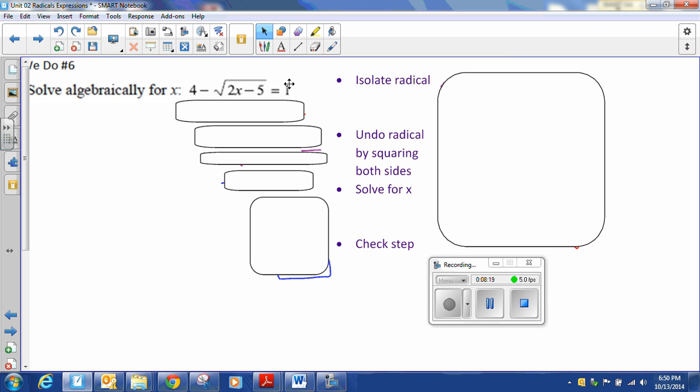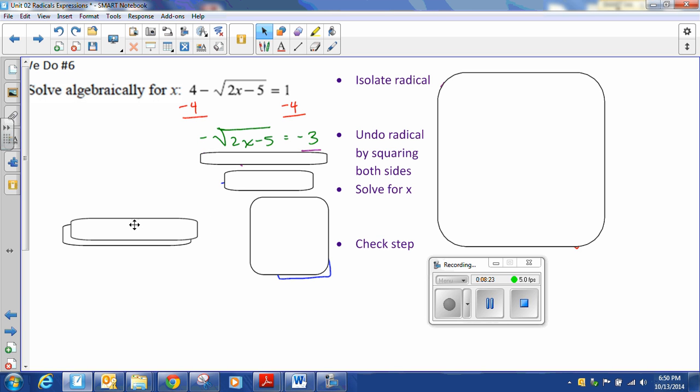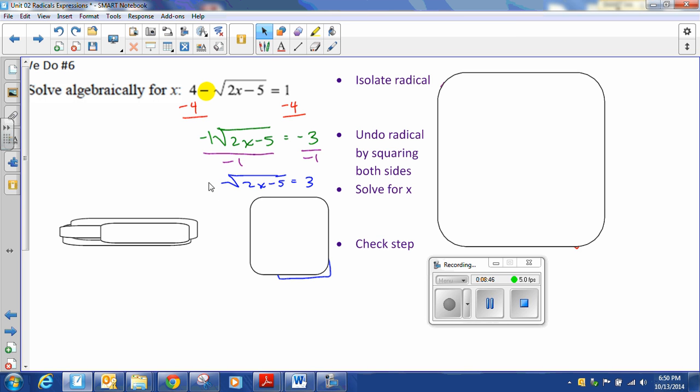Okay, last example. As you can see, we must isolate the radical, so we're going to subtract 4 from both sides. When we subtract 4, we get negative 3 on the right. On the left side, please do not forget that this subtraction sign is actually a negative radical. So, just like we've done before, we must eliminate the invisible negative 1 here by dividing both sides by negative 1. And this will give us radical 2x minus 5 equals positive 3.